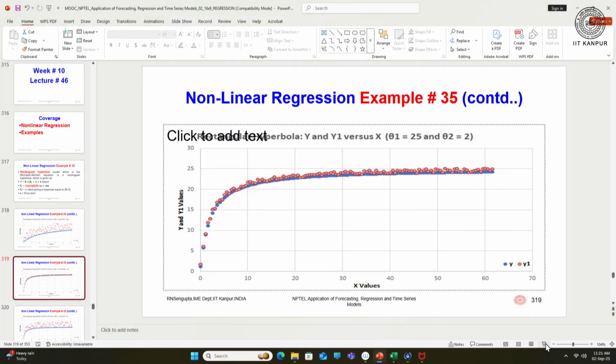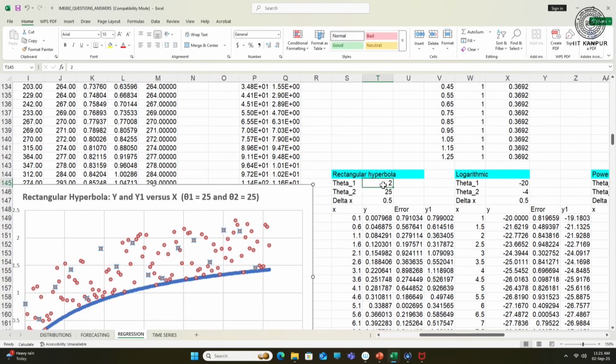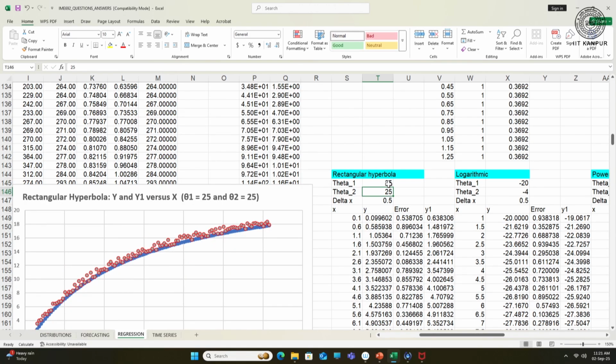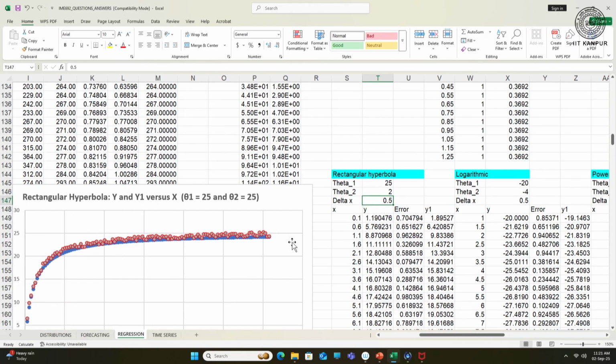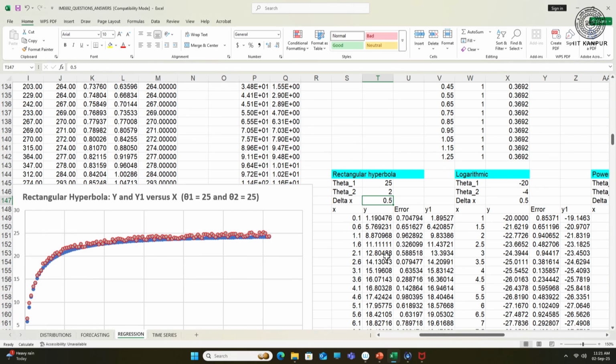In the Excel sheet, with respect to theta 1 as 25 and theta 2 as 2, just keep checking how this graph changes. You find the best fit line comes out to be exactly what we have discussed in the Excel sheet, which gives us a lot of confidence in the model we are trying to build. As you keep increasing theta 1 and theta 2 is decreased, you will get a much better fit.